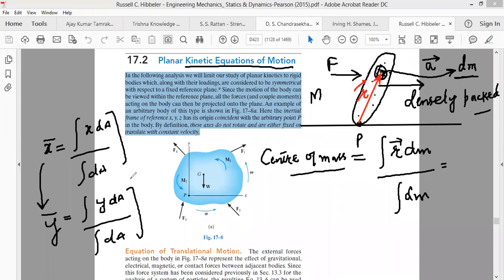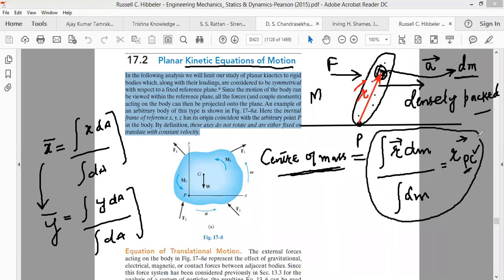Now, while considering the mass of a body, we take the coordinates of the center of mass. The center of mass is given by this definition, integral r dm divided by integral dm, and we write this as r_pc, that is the position of the centroid as measured from point P. This is how we define the center of mass of a rigid body.